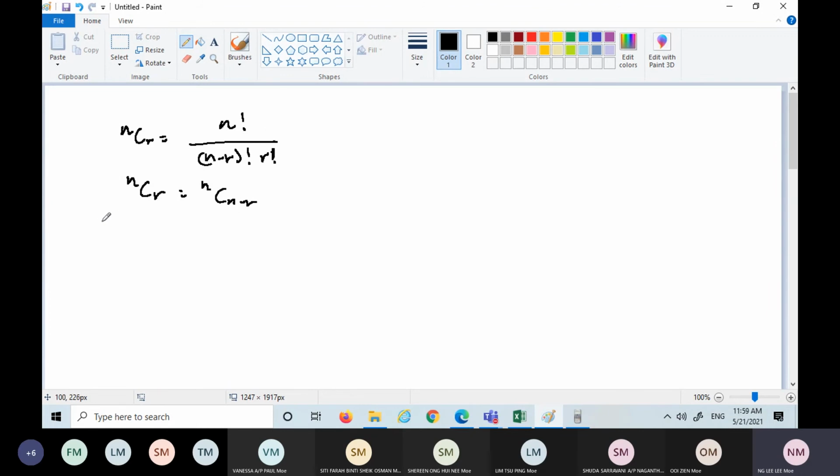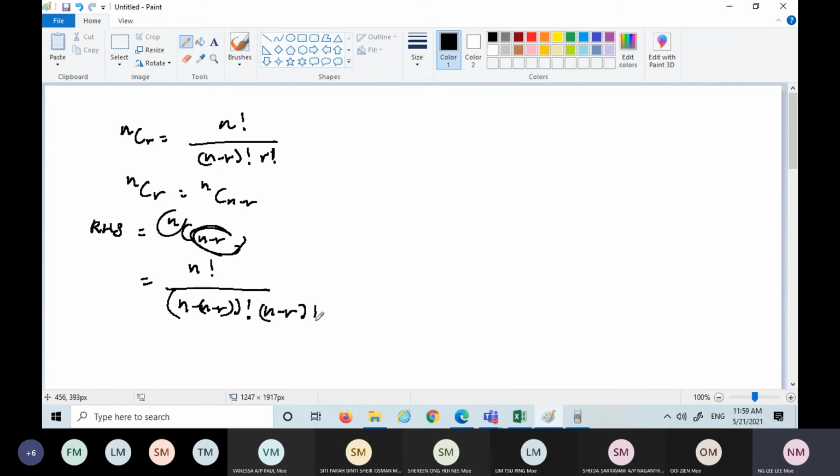So I start from the right hand side. You follow this formula: n factorial. n minus r means this minus this, so n minus r must put bracket, factorial, and then times r factorial. r now is this, so n minus r factorial. Expand this, n minus n, negative becomes positive r.